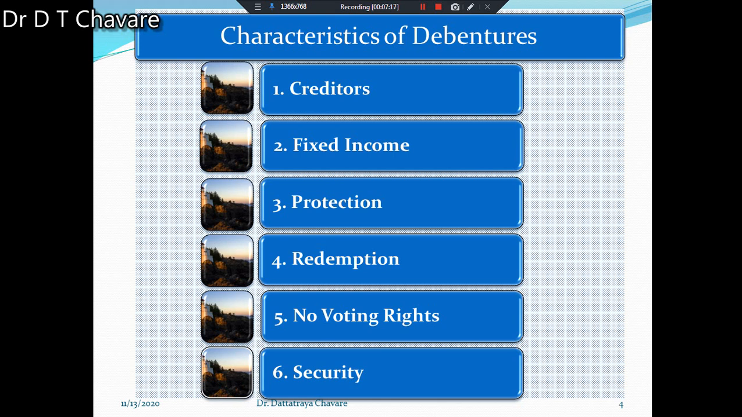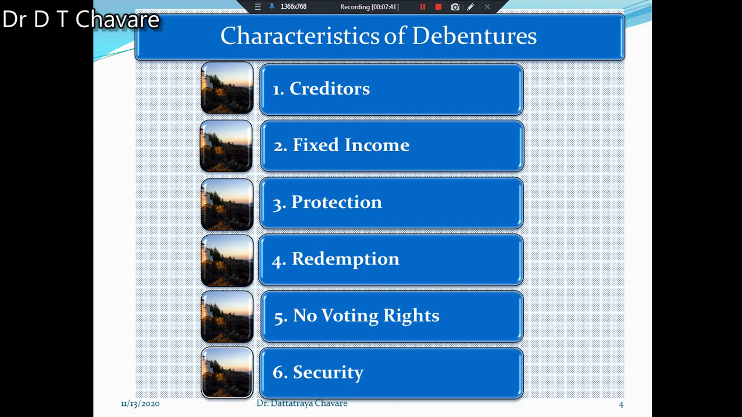Then the next characteristic we have to understand, no voting rights. Generally the debenture holders do not enjoy any voting right in the company. They are only entitled to vote on the matter affecting their interest. It means that there are no voting rights other than their interest.